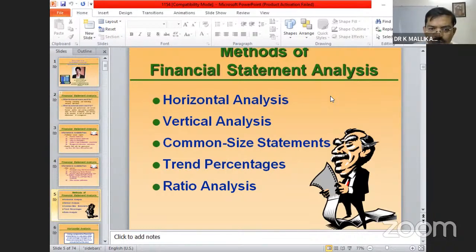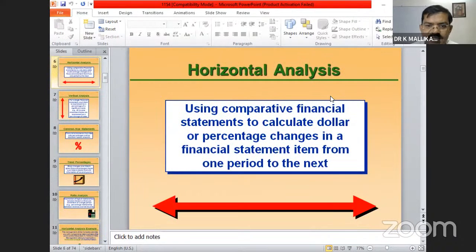First, we'll go for what is meant by horizontal analysis and how it is calculated. You can see this horizontal data. This analysis is used for comparative financial statements to calculate the change, either in dollars or in rupees, and the percentage change in the financial statement in the present year compared to the previous year. We compare this year's financial performance to the previous year's performance. Then we calculate some percentage.